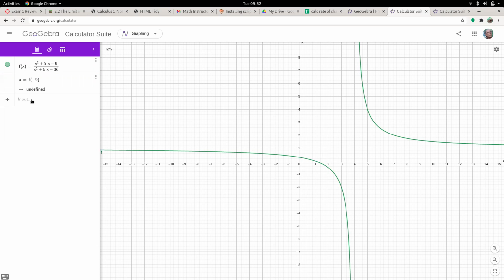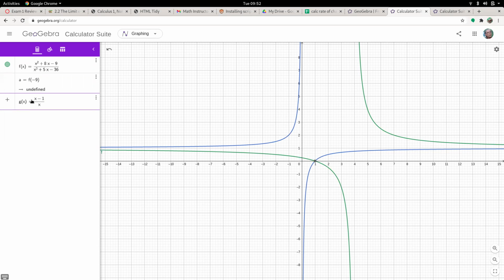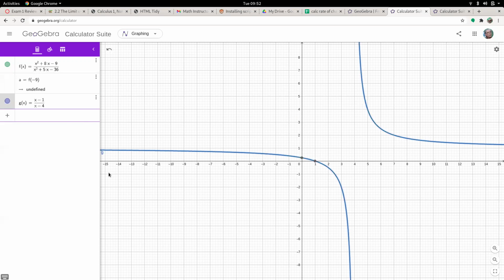Remember, we did have that alternate definition when we factored it and cleaned it up. So I'm going to write another function here called g of x and use that other definition, which was x minus 1 divided by x minus 4. And that is in blue. And notice the blue sits right on top of the green. So I'm going to turn off the blue. There's the green function, my original. Here's the new one. And the only difference between these two is g actually has a value there. So I ask, hey, what's g of negative 9?